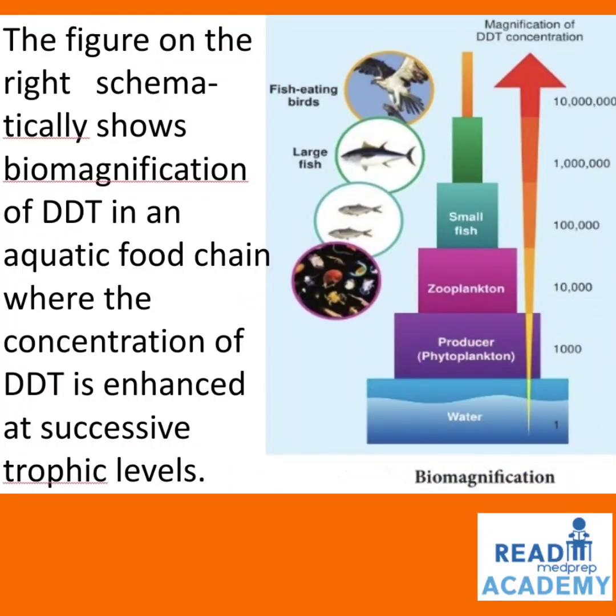The figure on the right schematically shows biomagnification of DDT in an aquatic food chain, where the concentration of DDT is enhanced at successive trophic levels. Let us study the image now.